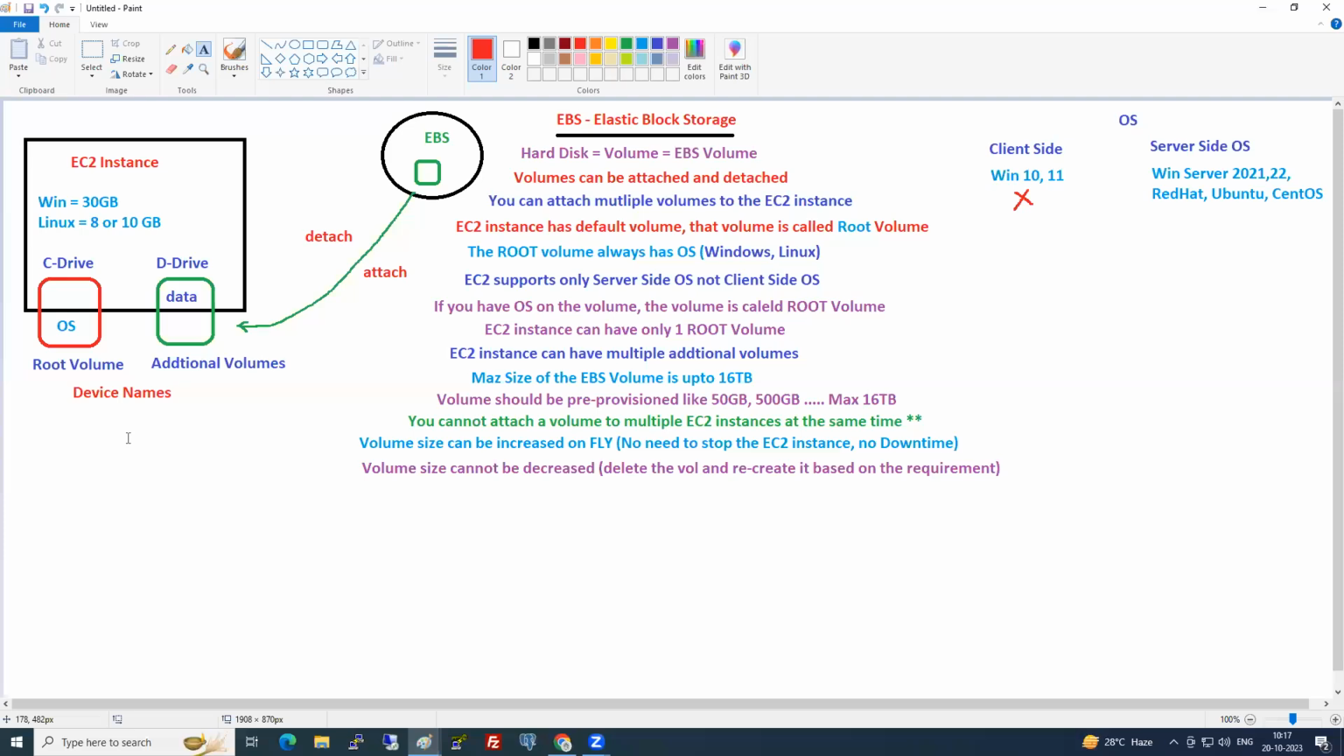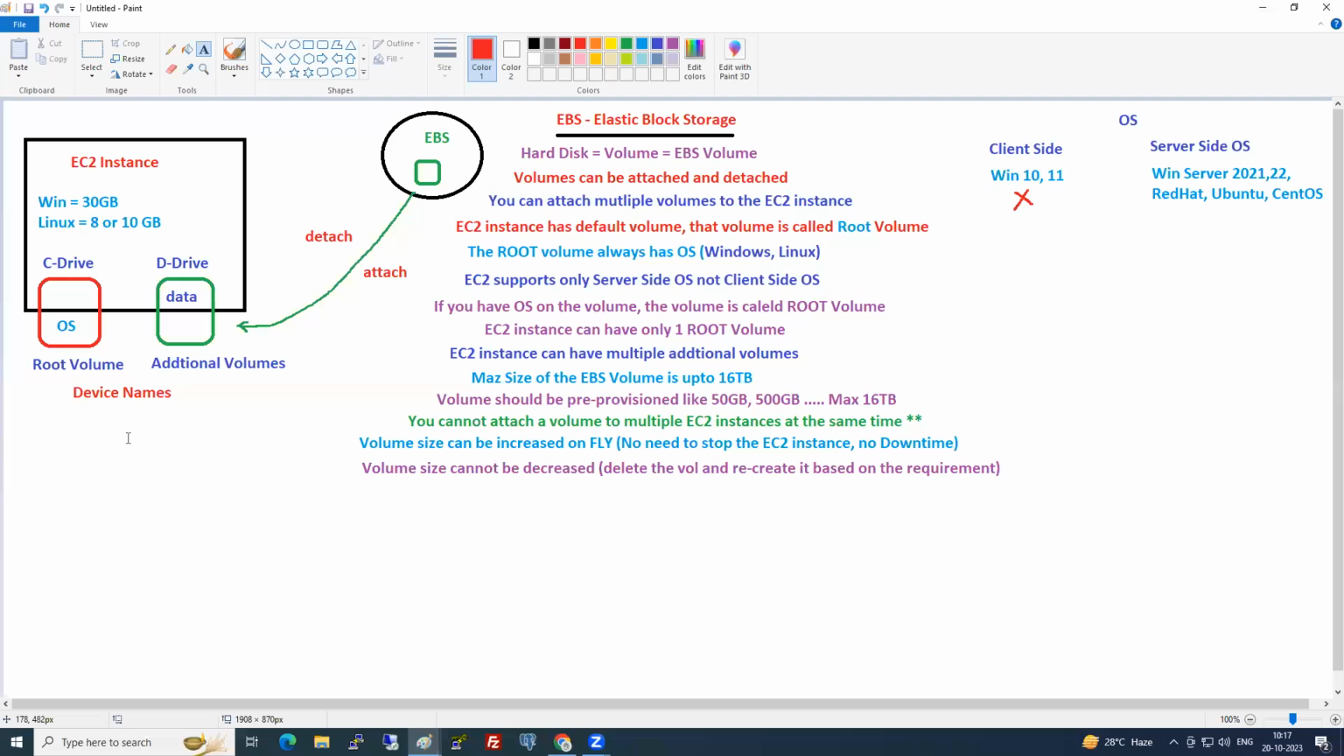Root volume, additional volume. How does the EC2 instance know this is the root volume, and the one you are attaching is an additional volume? Because of the device names. The root volume has a device name, and additional volumes also have a device name.